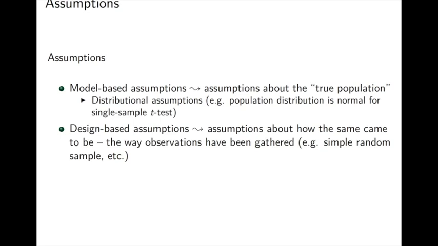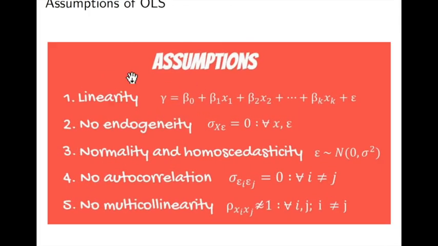For example, was the sample collected via a simple random sample? Was it stratified? So on and so forth. Ordinary least squares relies on both kinds of these assumptions. So here they are. Here are the assumptions of ordinary least squares. They are linearity, no endogeneity, normality, and homoskedasticity, a fun word to say, only if you haven't had too many beers. No autocorrelation, no multicollinearity. So don't worry, we're going to cash each and every one of these out one at a time.